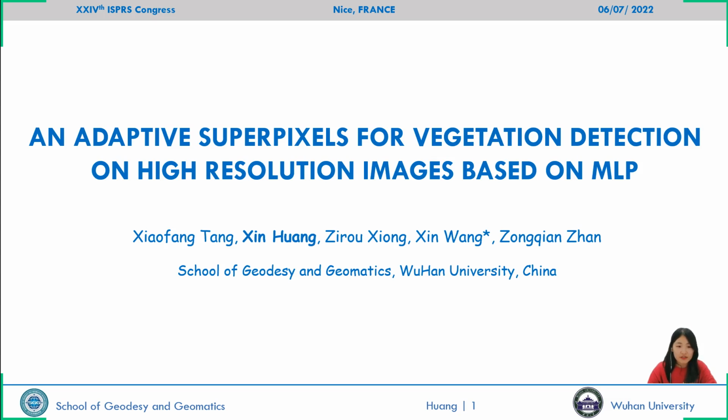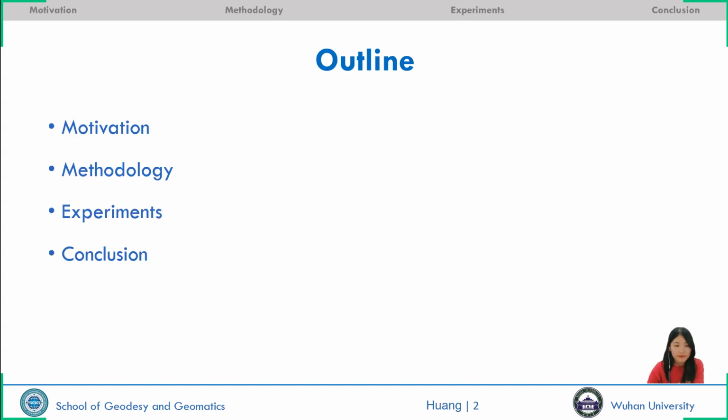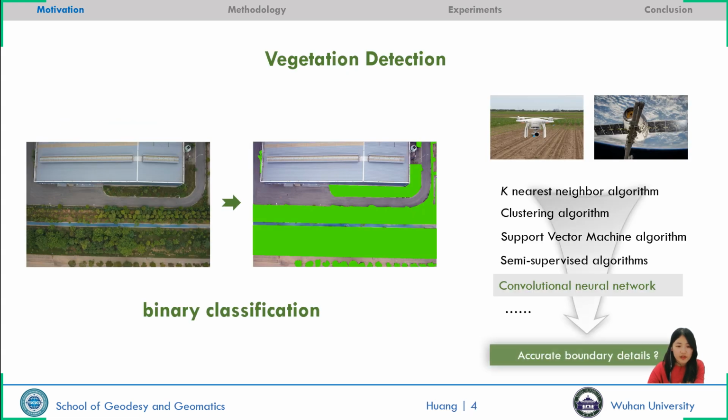Today, I'm going to talk about adaptive superpixels for vegetation detection on high-resolution images based on MLP. I will introduce it from the following aspects. The motivation: vegetation detection is the work of determining the ground vegetation coverage. This is actually a binary classification problem.